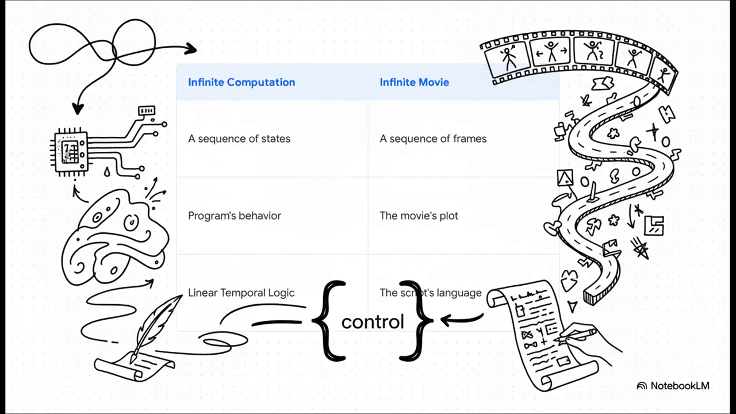And this is where it all clicks together. See, that infinite sequence of states the program goes through, that's just the sequence of frames in our movie. The program's overall behavior, what it actually does over time, well, that's the plot of the movie. And here's the kicker. If you want to control the plot, what do you need? You need a script. And linear temporal logic, that is the language we use to write the script.